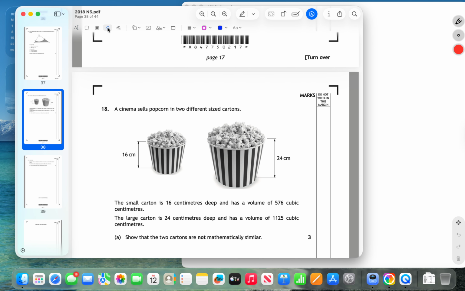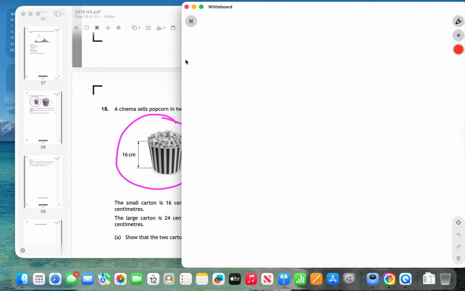So what we're going to do for the first one is we're going to fix this one, and we're going to pretend that the one on the right hand side is mathematically similar. So we'll say, suppose they were mathematically similar.